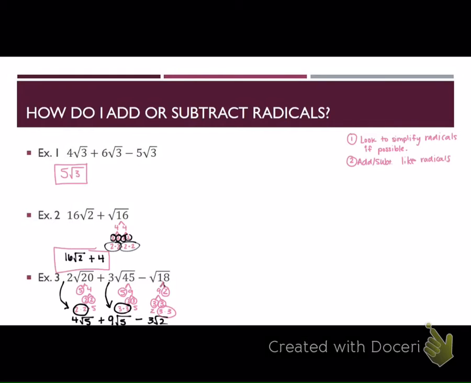All right. So you guys noticed before that these weren't like radicals. Are they like radicals actually after we simplify them? No. 2 of them are. So can we at least add 4 and 9 together? Yeah. What's 4 and 9? So that's 13 radical 5 minus 3 radical 2.